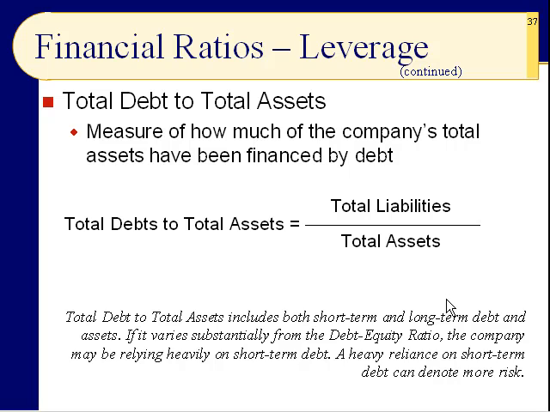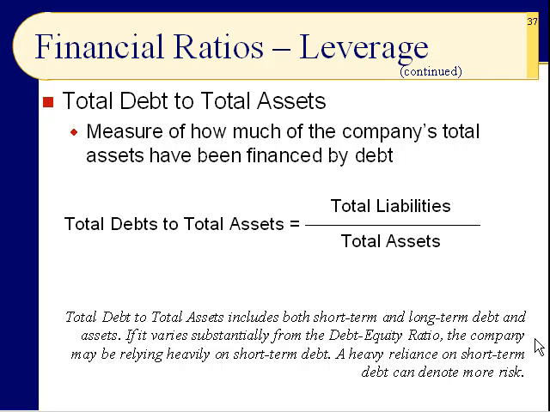If it varies substantially from that original debt-to-equity ratio, the company may be relying heavily on short-term debt. And a heavy reliance on short-term debt can denote more risk. Why? Well, if you think about it this way, it means you could be refinancing your company with credit cards, because short-term debt is usually more expensive. It comes due in a much shorter time period. So that can denote more risk. Or it may just be that that's the way the industry operates, right?